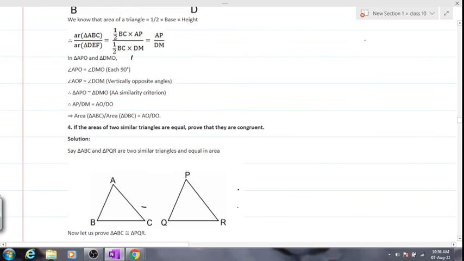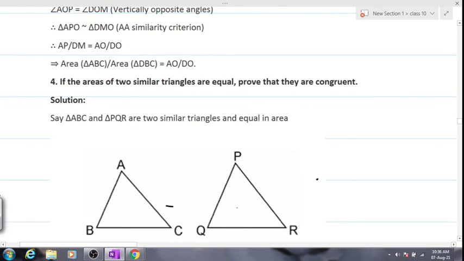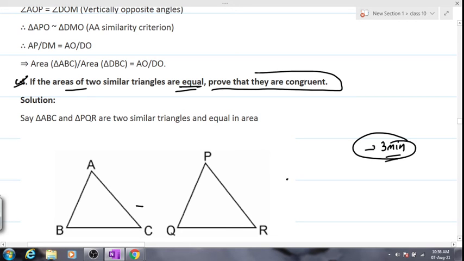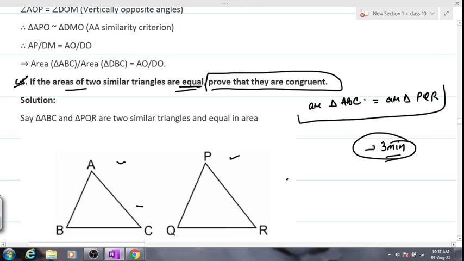Question number 4 coming up, everyone. Now can anybody use your brain in this? You'll have exactly 3 minutes to spend some time and check how you will prove it. Over here I'll just give you an outline. If the areas of two similar triangles are equal, prove that they are congruent. These are two similar triangles, okay? They have already told that if area of triangle ABC is equal to area of triangle PQR, prove that they are congruent.